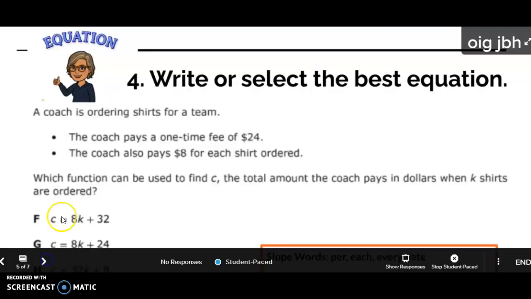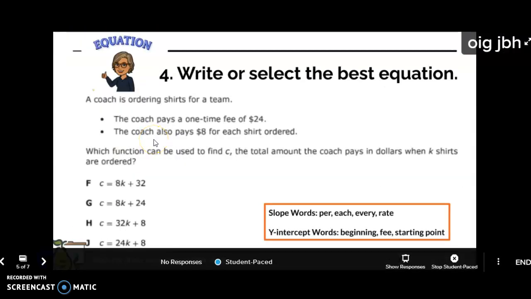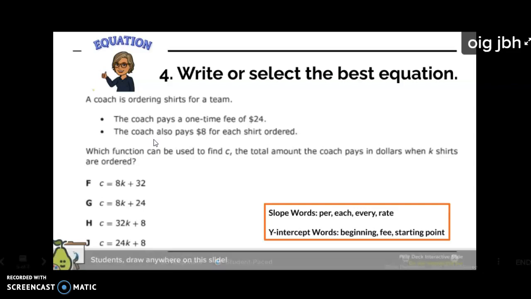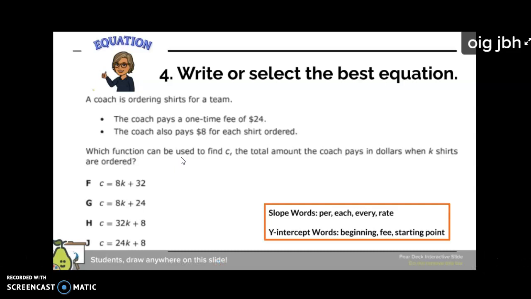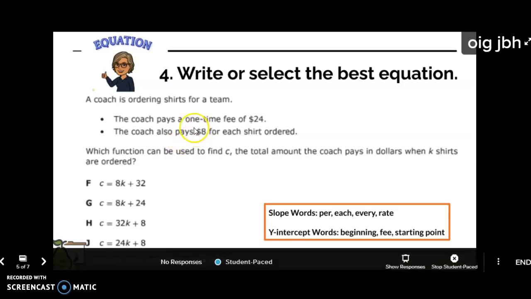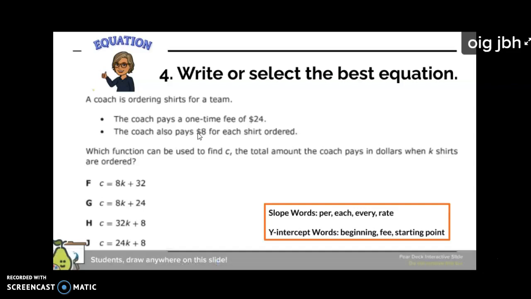Next step: writing or selecting the best equation. If you are confused by your answer choices because you don't see any that say y equals, that's okay. Our focus is not the letters. We are focused on where those numbers are being placed into the equation. So if you have your 8 circled, that means that 8 is the one that goes with the variable. 8 would go with the letter X.